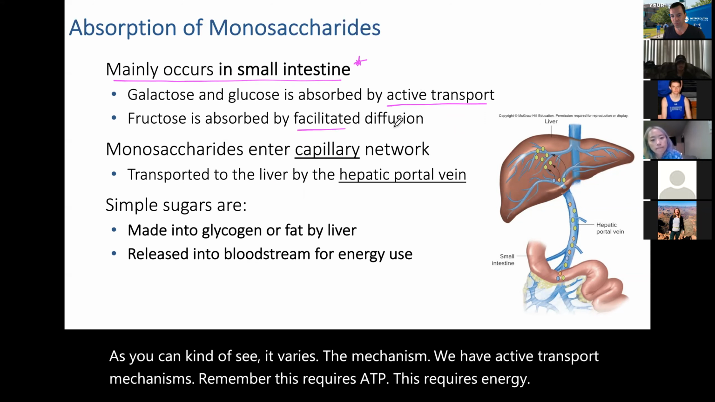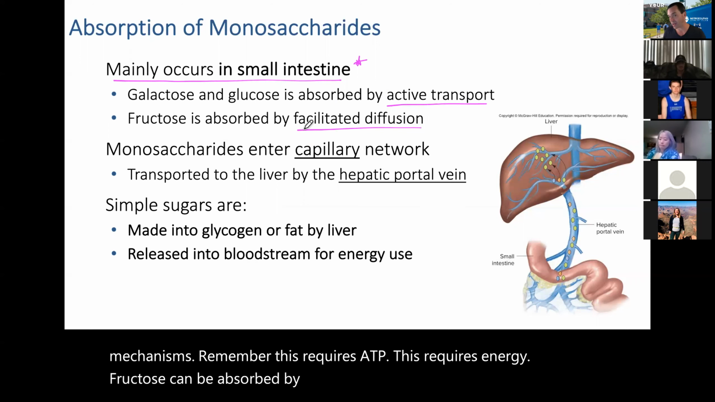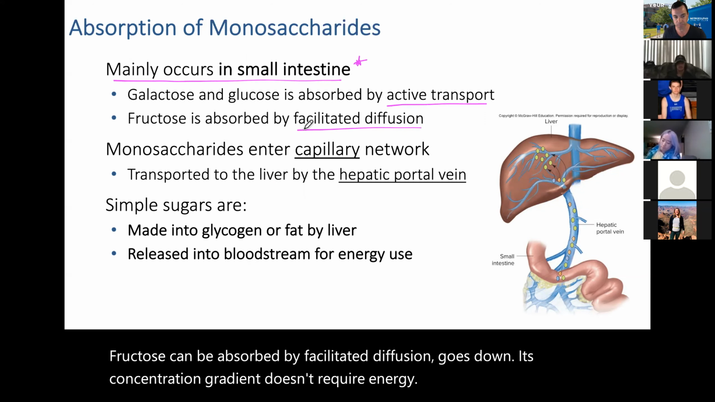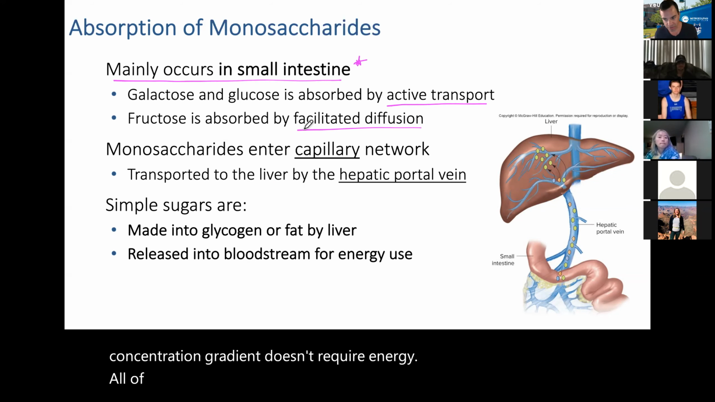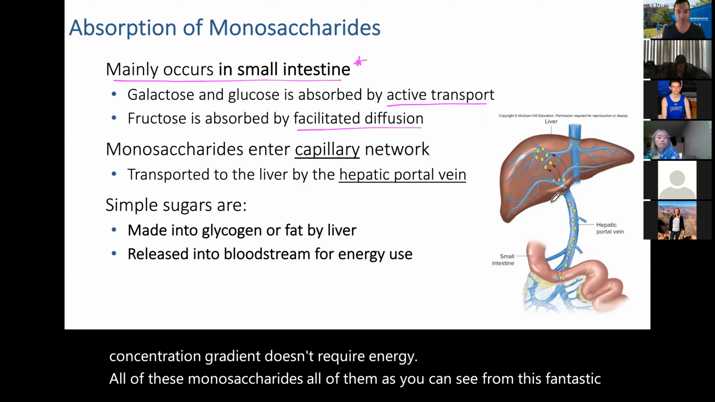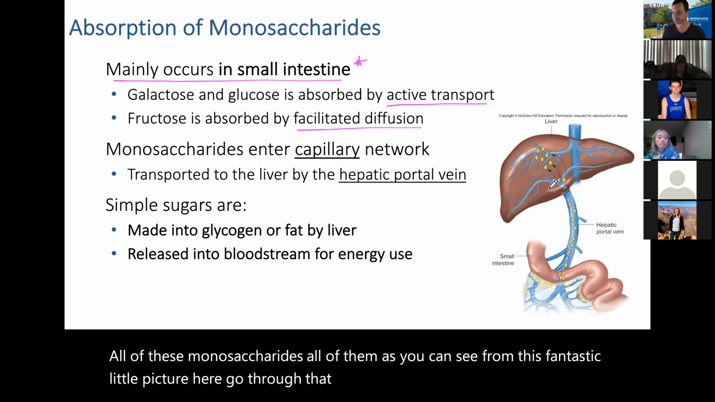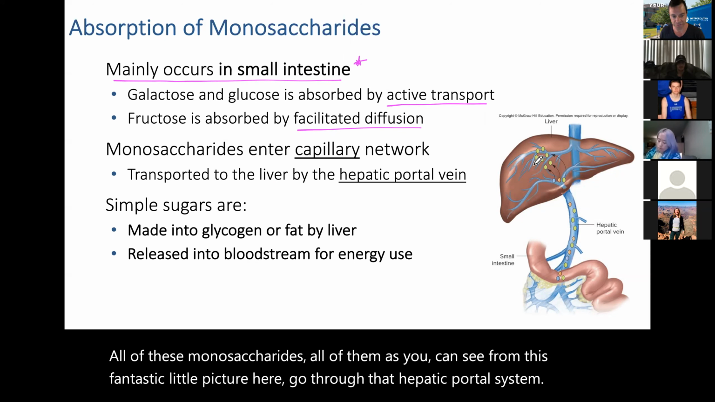Fructose can be absorbed by facilitated diffusion. It goes down its concentration gradient. Doesn't require energy. All of these monosaccharides, all of them, as you can see from this fantastic little picture here, go through that hepatic portal system, get delivered to the liver.